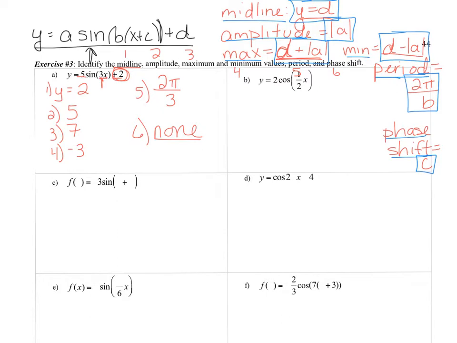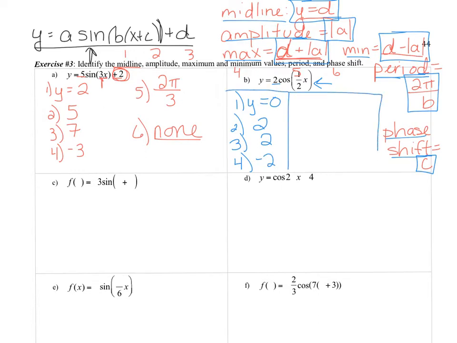So moving on to the next one, B. I have no midline change, so the midline is just y equals 0. There's nothing here at the end. My amplitude is 2. So 0 plus 2 is 2 for the maximum. 0 minus 2 is negative 2 for the minimum. I'm just going to box this off since my formulas are here.